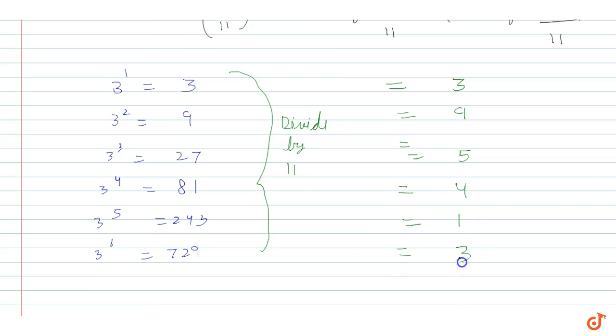So we can clearly see that after every 5 terms the remainder is repeating, which means the remainder of 3 raised to power 1 is equal to that of 3 raised to power 6, and 3 raised to power 2 is equal to that of 3 raised to power 7.